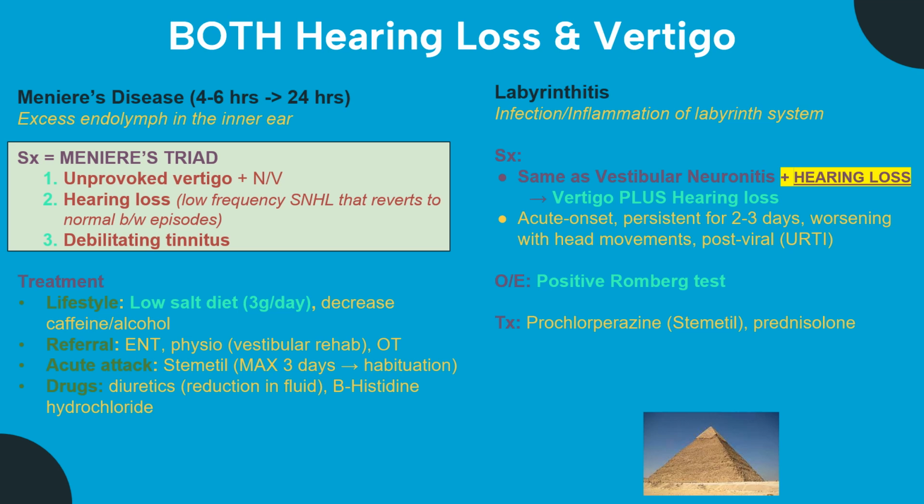It's acute onset, persists for a few days up to a few weeks, and commonly is post-viral, post an ERTI. You'll commonly see a positive Romberg test. Romberg's test is a test of proprioception, and essentially what it's saying is that the proprioception is affected, and that's causing these vertigo and hearing loss issues. Because as you can imagine, the inner ear has a lot to do with your balance and proprioception. And your treatment will be with Stemetil as well as prednisolone to decrease the inflammation.